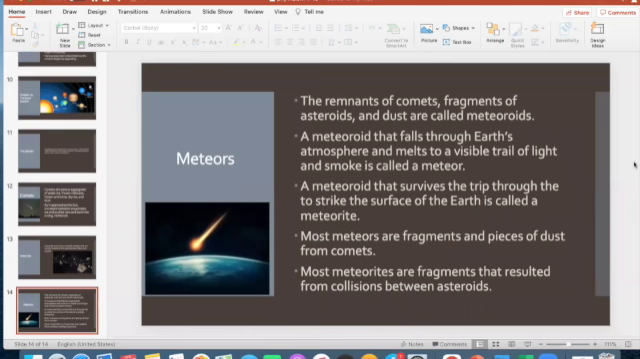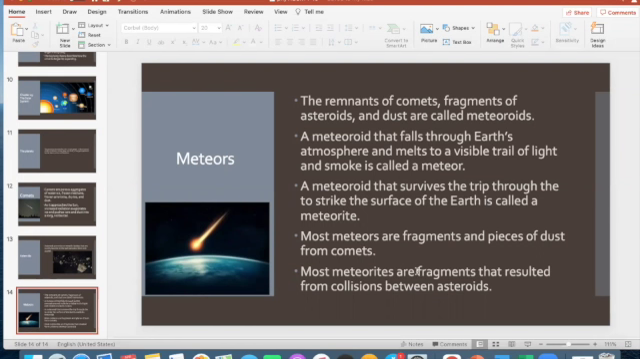Meteors: the remnants of comets, fragments of asteroids, and dust are called meteoroids. The meteoroid that falls through Earth's atmosphere and melts to have a visible trail of light and smoke behind it is called a meteor. A meteoroid that survives the trip through the Earth's atmosphere to strike the Earth's surface is called a meteorite. Most meteors are fragments and pieces of dust from comets, and they mostly disintegrate before they hit the ground. Most meteorites are fragments that resulted from collisions between asteroids.